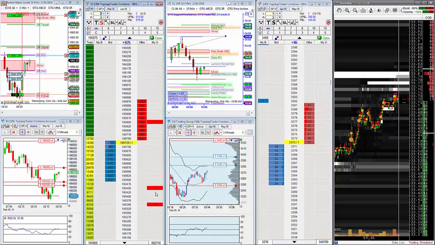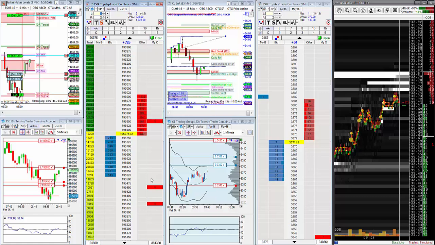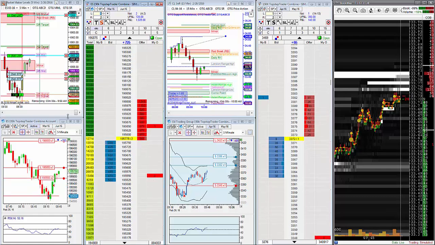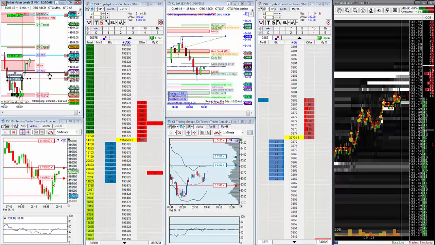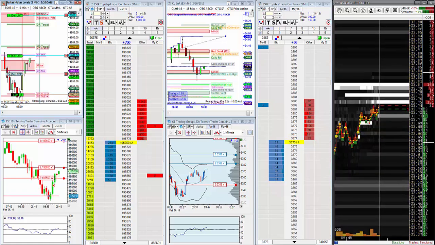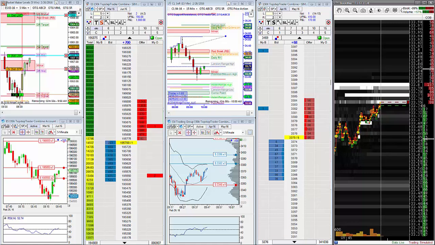There's 57 quarter, 57 and a half. All right, there's 57.75. Trail stop now at 55.50. 55 and a half is the trail stop here. And you've got 57. Let's get up through 57. We didn't quite hit 58.